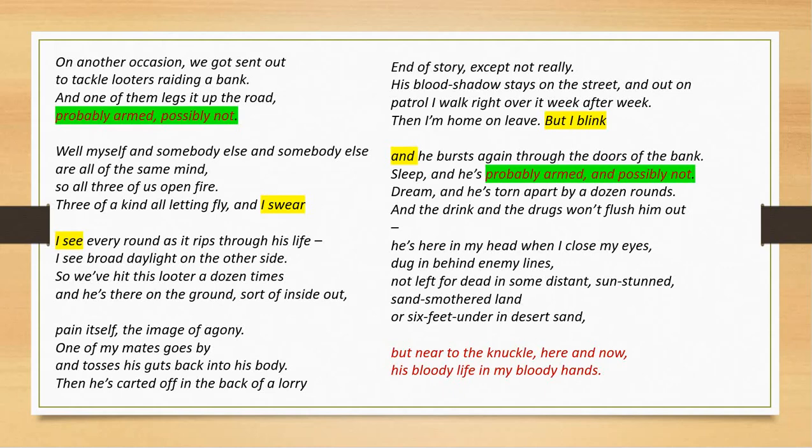So, when we read a poem, we try and put a bit of emphasis into it. We try and understand the lines. We don't want to read a poem, "on another occasion we got sent out to tackle looters raiding a bank." So let's try putting emphasis. Let's read and let's think of the emotions and the thoughts of the poem. Right, straight to stanza 1.